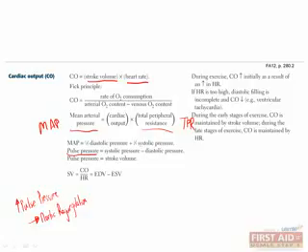Another important thing to remember is that faster heart rate only increases cardiac output to a point. If heart rate is really fast, like with a ventricular tachycardia, there isn't enough time for blood to fill into the ventricles during diastole, so cardiac output actually decreases.